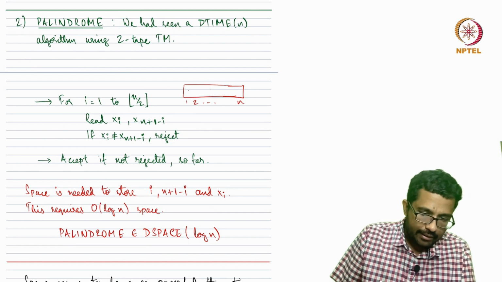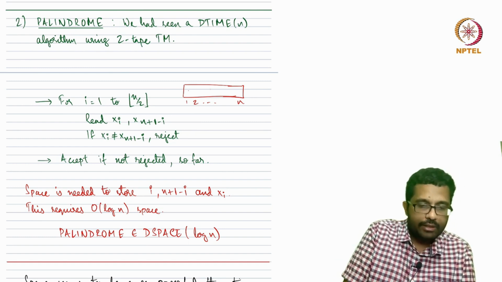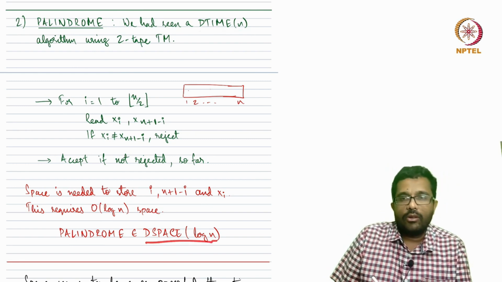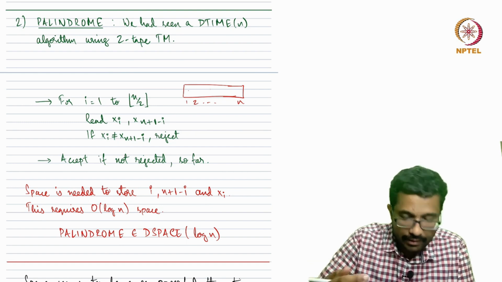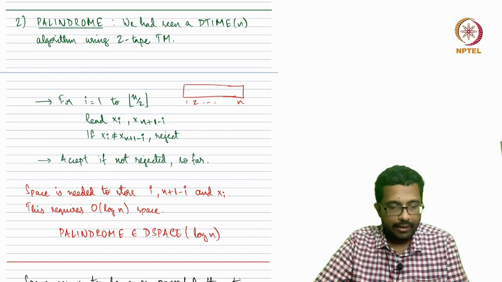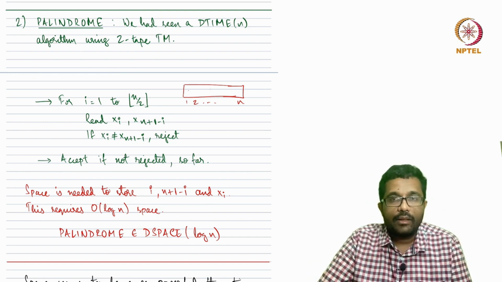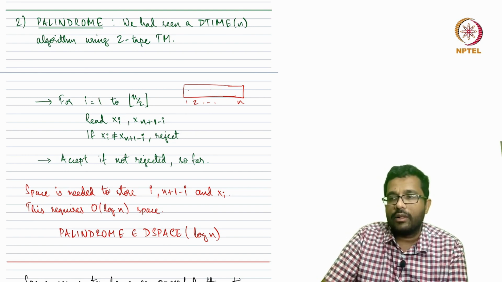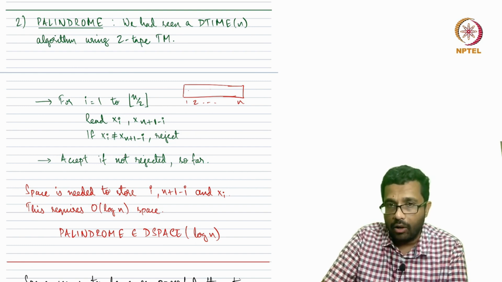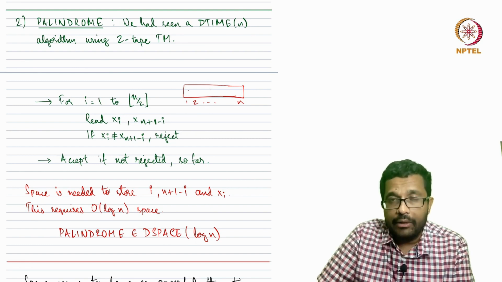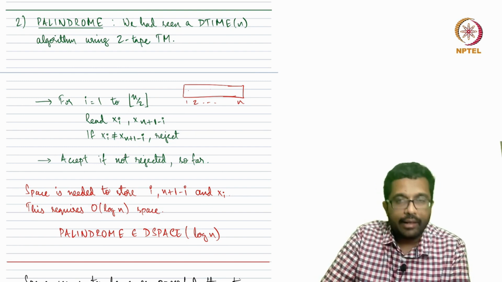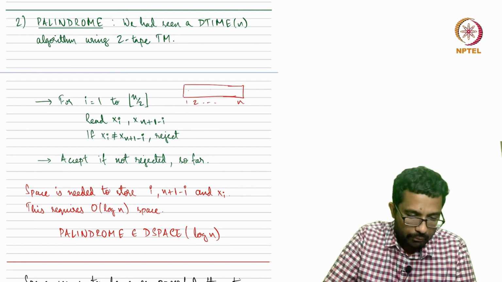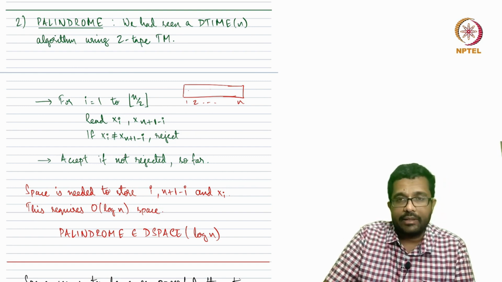Now we are seeing another instance where palindrome, which required order n time, now only requires log n space. We took SAT, which required exponential time; we don't know of any subexponential algorithms for SAT. Now we could solve it in order n space. And palindrome, which required order n time, can now be solved in log n space. So here we have two problems which can be done much better in terms of space.